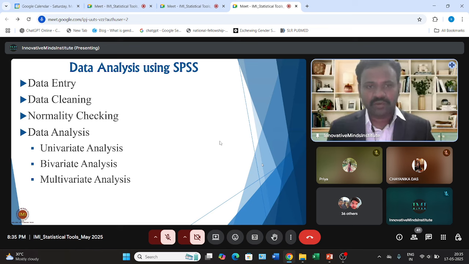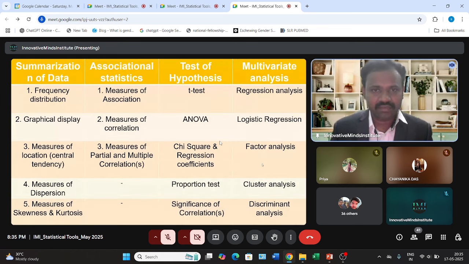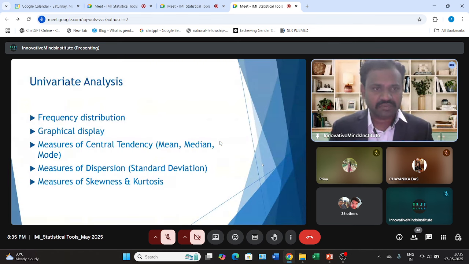Okay. So hypothesis should be analyzed using these types of analysis: univariate analysis, bivariate analysis, multivariate analysis. These are the three types. Let me give you an example. These are the types of results you can produce: summarization of data and associational statistics, test of hypothesis, multivariate analysis. How to use it? Let me give you some tips.